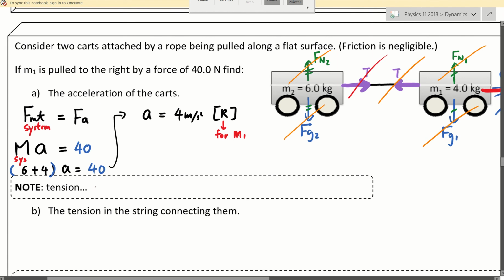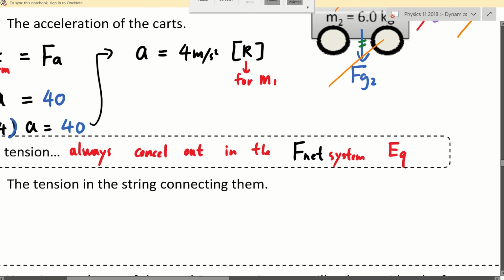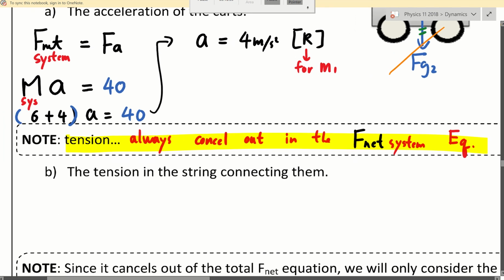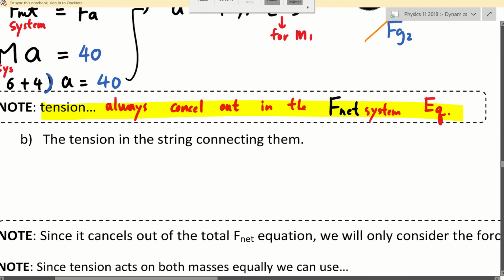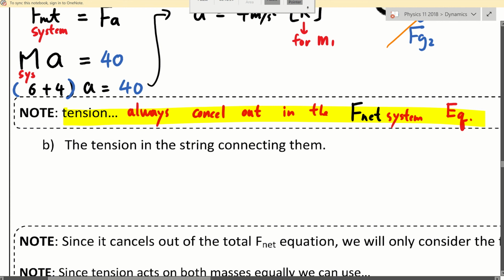Okay? So now, when we are looking at the system net force equation, the tension always, let me write down very carefully, the tension always cancels out in the system net force equation. Therefore, we cannot rely on this system net force equation to find tension because tension is already dead. Okay, so how can we find tension? Because we cannot use the system, why don't we use the individual object? So this is how you get tension. So that's another new thing you need to learn. Okay, so to get tension, you need to focus on one object.